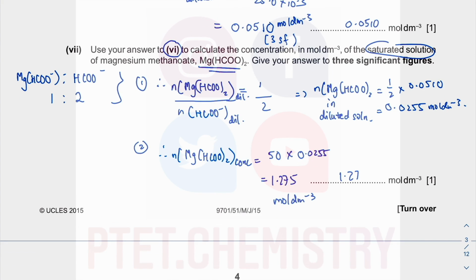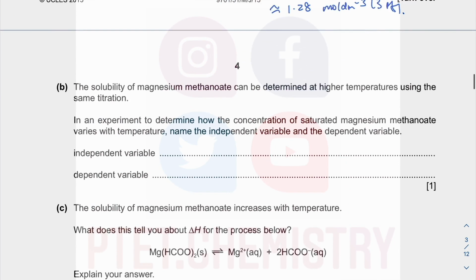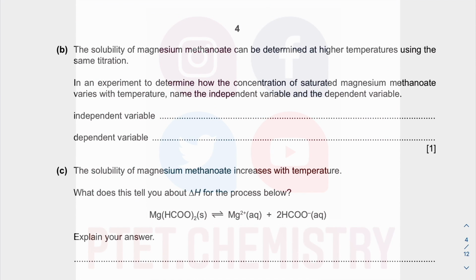But 3 significant figure. Okay, so I nearly fall into that. 1.28 mole per dm cube to 3 significant figure. All right. So some students were confused because they forgot the dilution. They forgot the 1/2 factor, which was actually covered in the earlier question. Why do you think it's important to label dilute and concentrated? Why do you think it was important to draw some simple diagram, even though I'm not a very good artist at all?